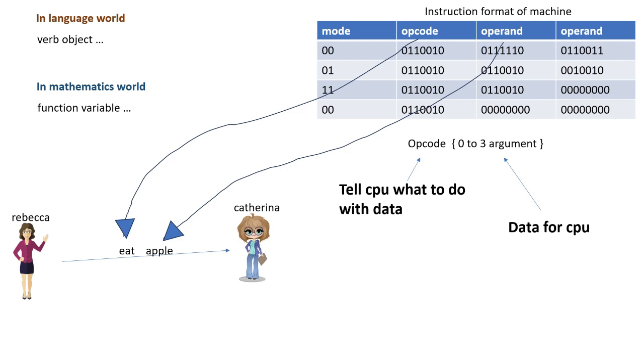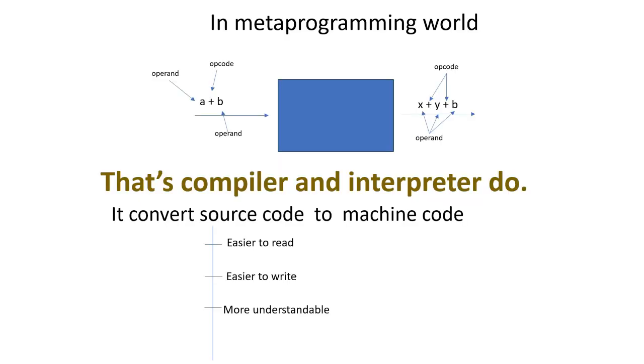From the perspective of language terms, and from the mathematics world's view, we can say that the opcode is a function and the operands are variables. So in the metaprogramming world, we see code as the input and code as the output. That is what the compiler or interpreter does: it converts the source code to machine code.